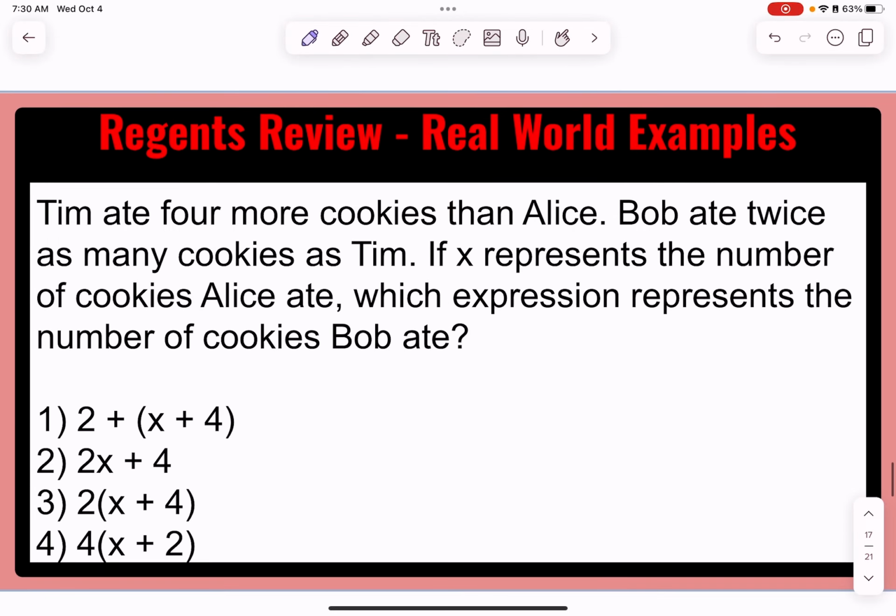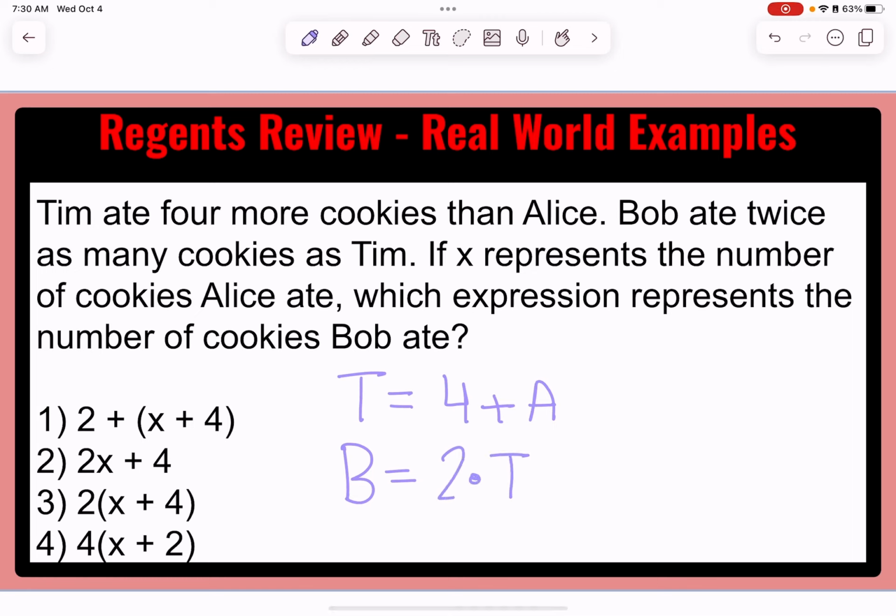Alright, let's look at this Regents question. Tim ate 4 more cookies than Alice. Okay, so we have Tim, who ate 4 more than Alice, so 4 plus Alice. Then it says Bob ate twice as many cookies as Tim, so 2 times Tim's amount. If x represents the number of cookies Alice ate, let me replace Alice with x. So that would be 4 plus x. Which expression represents the number of cookies that Bob ate?